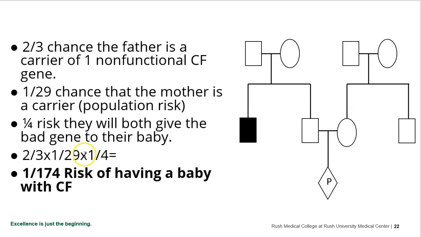And what's the chance that they both give the bad gene? 1 in 4. And again, I can be talking about cystic fibrosis, I can be talking about any recessive disorder. If I give a pedigree that a sibling is affected, this individual's at 2/3 chance because they don't have it. And this is the same question they're going to ask you, whether they call it cystic fibrosis or disease X or whatever they ask you.